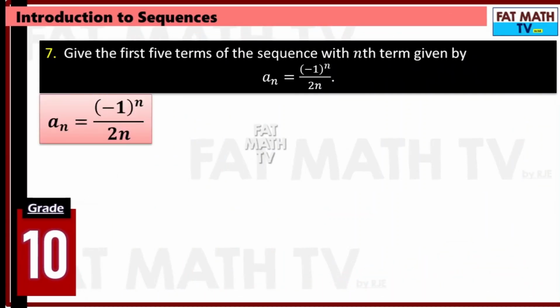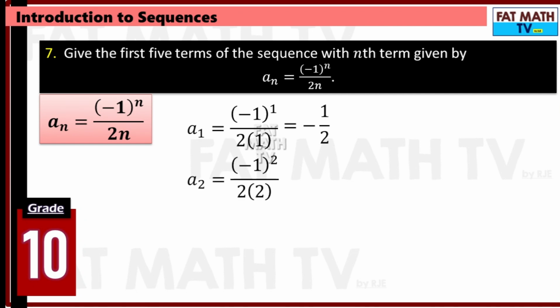Number 7, give the first 5 terms of the sequence with nth term given by a sub n equals negative 1 raised to n over 2n. When n is 1, negative 1 raised to 1 over 2 times 1. Negative 1 raised to 1 is negative 1 over 2, so negative 1 half. When n is 2, negative 1 raised to 2 over 2 times 2. So negative 1 squared is positive 1. That is negative 1 times negative 1. And then on the denominator, 2 times 2 is 4.